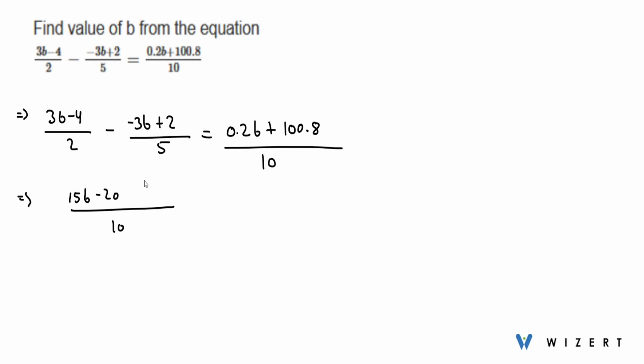So 2 multiplied by minus 3b is minus 6b, and minus 6b multiplied by minus 1 will become plus 6b, right? And 2 multiplied by 2 is 4, and 4 multiplied by minus 1 is minus 4, which is equal to 0.2b plus 100.8 upon 10. So 10 and 10 will cancel out each other. So we will have 15b plus 6b, which is 21b.